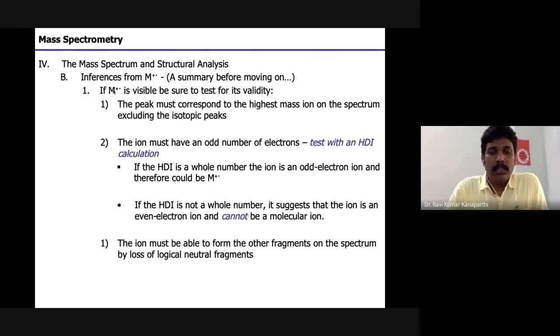Otherwise, if you find that the peak corresponds to an even electron species, then you will not get the HDI as an odd number, right? So that is the thing. Okay, whole number, or if it is not a whole number, then you can interpret it that way.